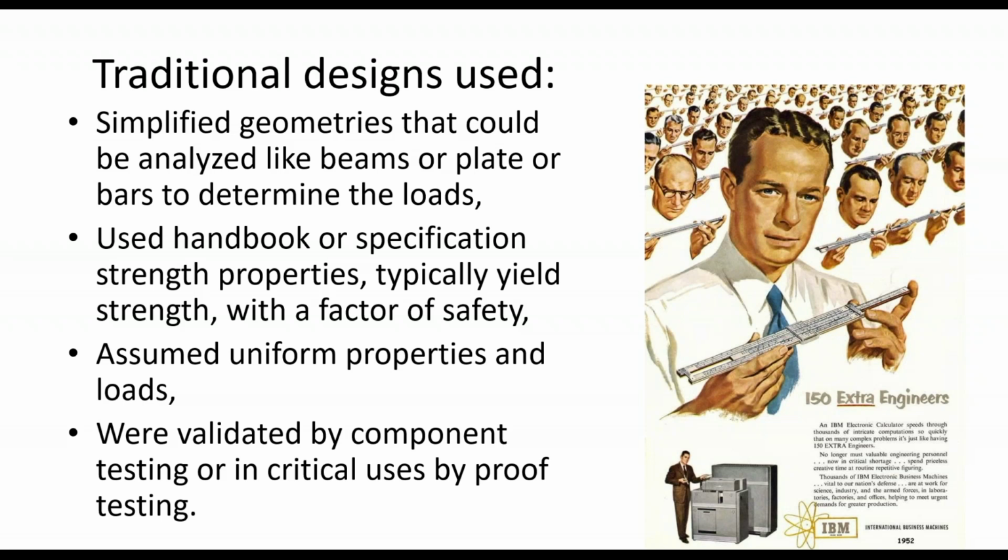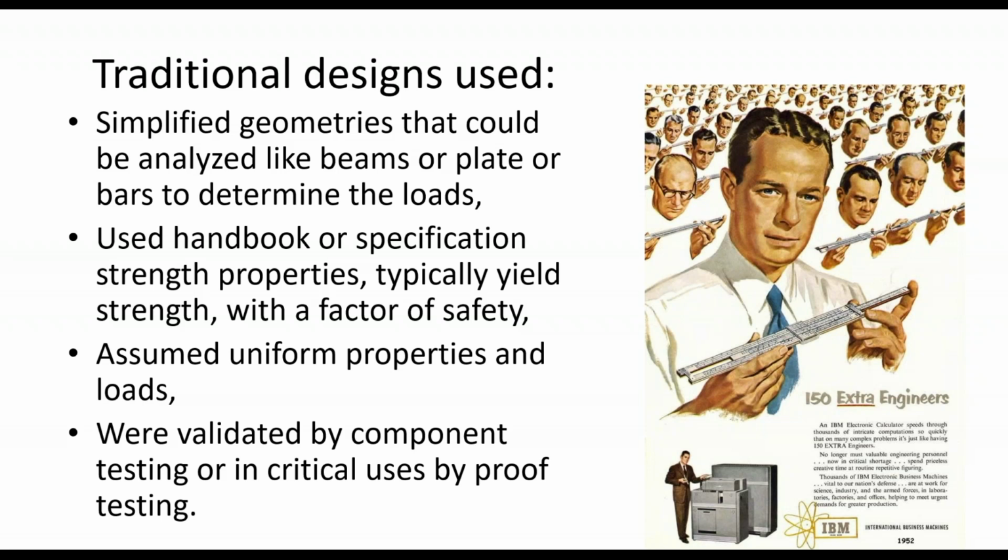Or we might have a fatigue load. And so we used handbook properties and simplified geometries. We assumed the load and the properties were the same everywhere. And then we validated that by component testing. So up until the 1970s, if you were at Caterpillar or John Deere, you would actually make that component and get, with big hydraulic cylinders, you would do fatigue testing, low cycle fatigue testing, to see if your design was adequate. You might even put strain gauges on it to make sure that your calculations were correct.